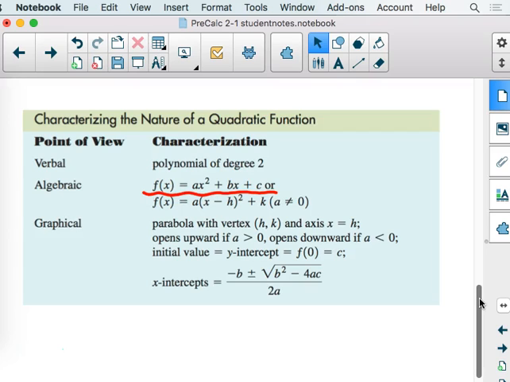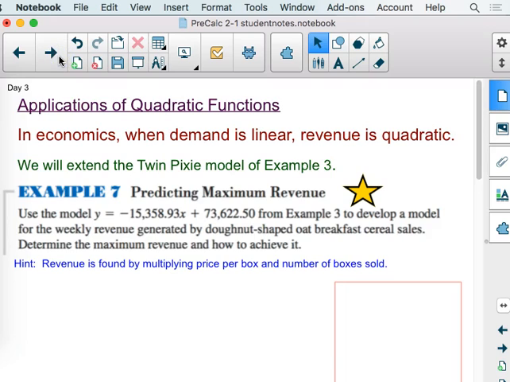Graphically, we'll have a parabola with the vertex at axis of x equals h. Again, that's always for what we're doing right now. Our parabolas open up and down. So it's going to be a vertical line, x equals h, opening upward if a is greater than 0, downward if a is less than 0. The initial value is always going to be that c, and then our x-intercepts, we could use the quadratic formula, but for word problems, we're probably going to use the graph. I'll just let it take care of all the nasty decimals. And that's where we're going today.